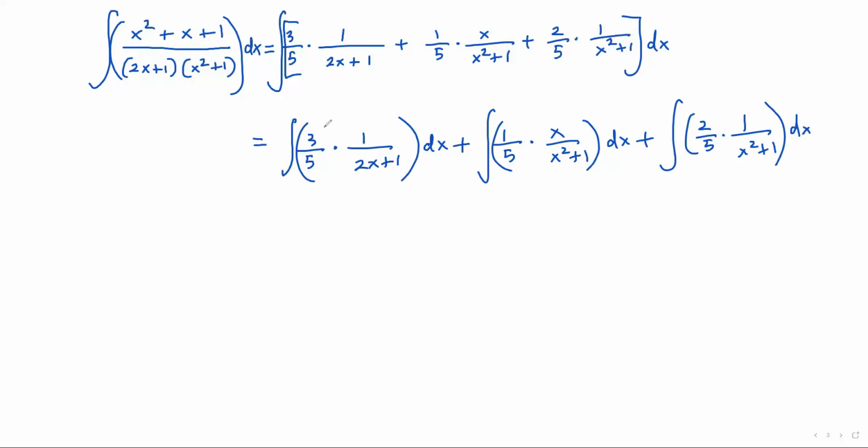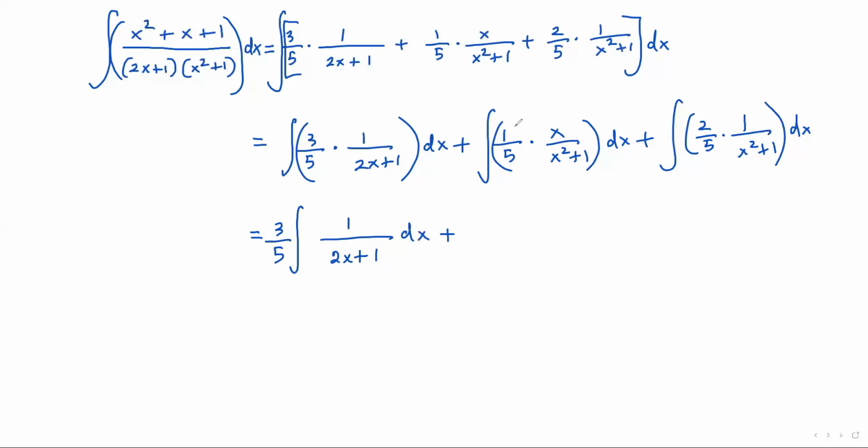Okay, the variable part is multiplied by a constant. In integration, whenever the variable part is multiplied by a constant, the constant can be moved out of the integration. So if I move this constant 3 over 5 out of the integration, I'll be getting 3 over 5 times integral 1 over 2x + 1 times dx +.